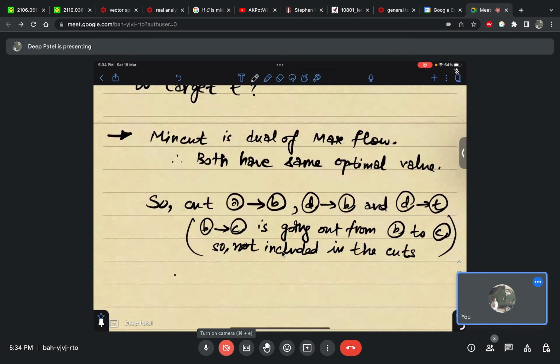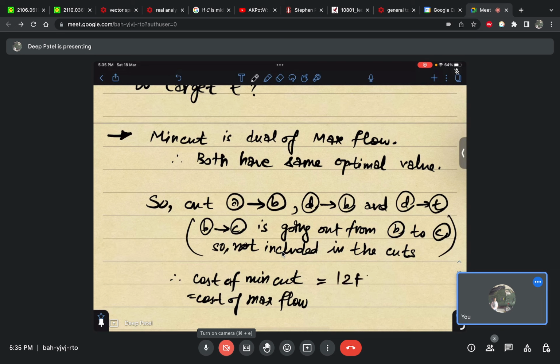Okay, so the cost of the min cut equals the cost of the max flow, which equals 12 plus 7 plus 4, which equals 23.